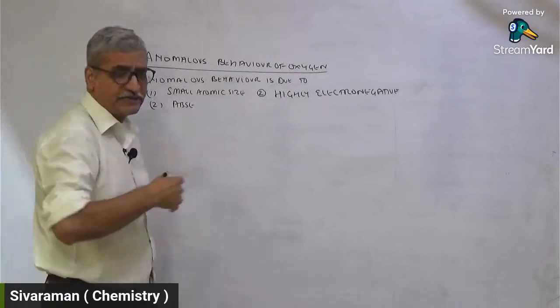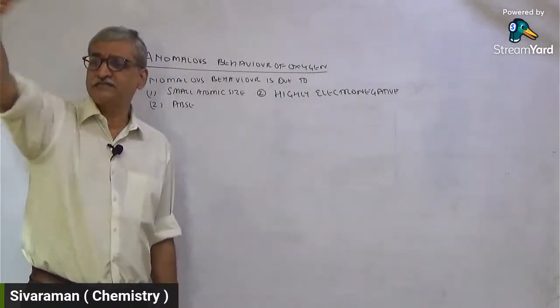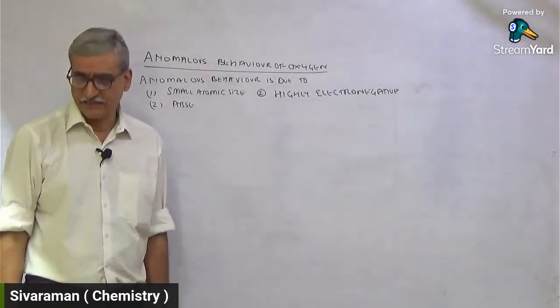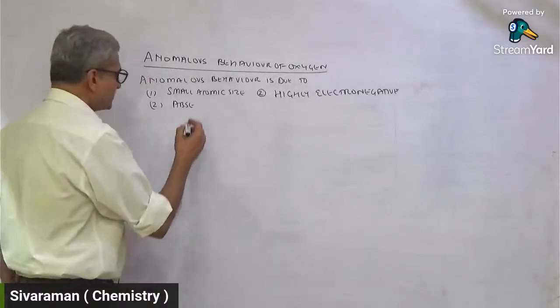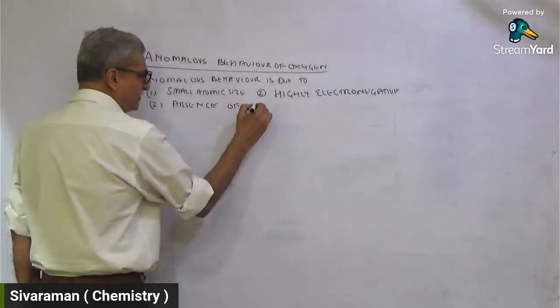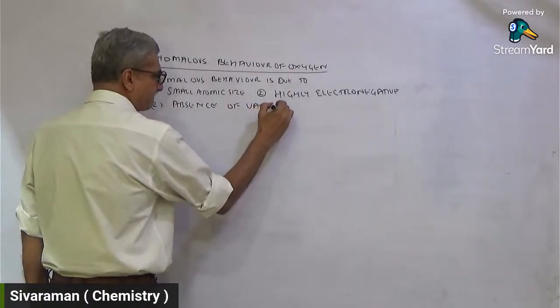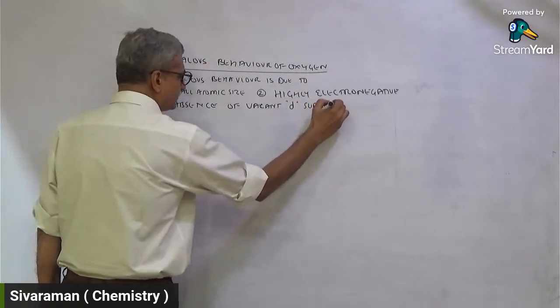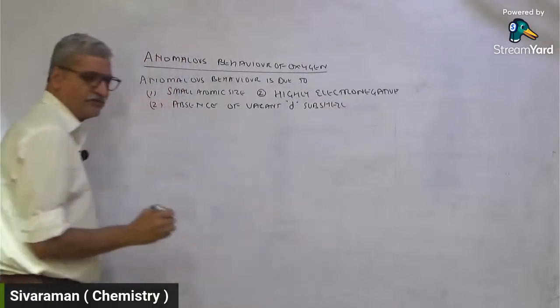So it cannot extend its valency or oxidation state to a higher oxidation state. It gets limited to a certain oxidation state. That's because of the absence of vacant d subshell.